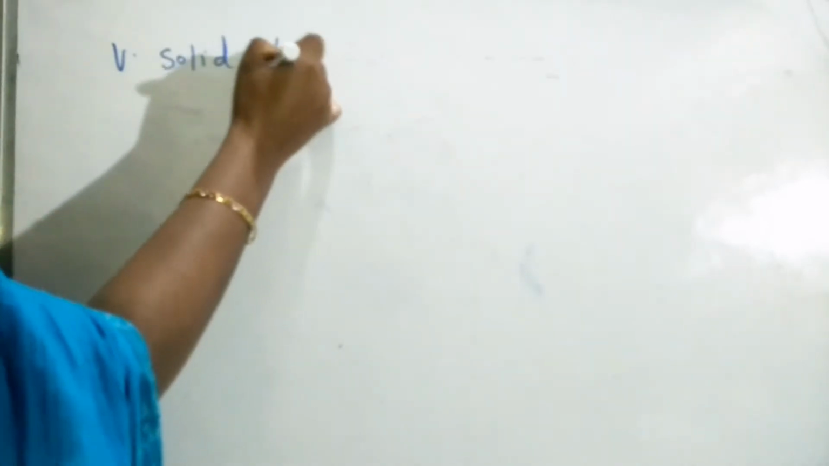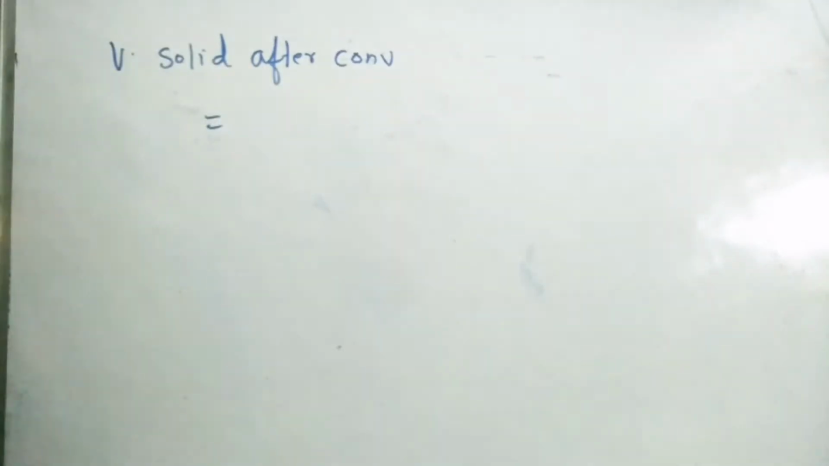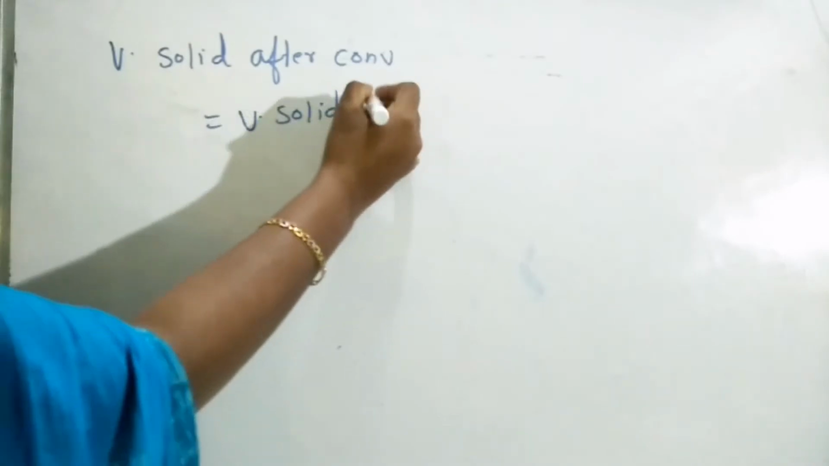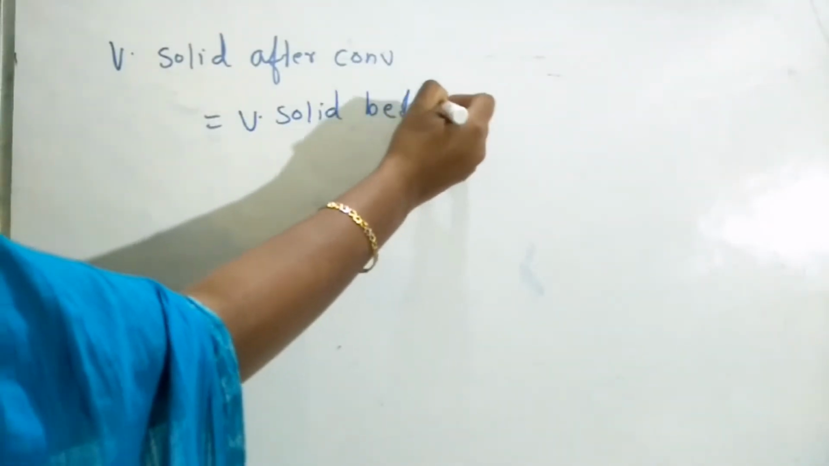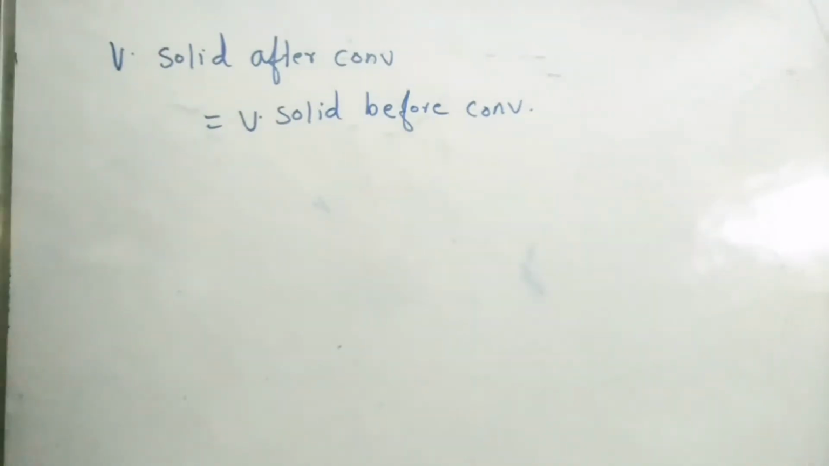Volume of the solid after conversion is equal to the volume of the solid before conversion. This concept we are using to do the problems in this section, that is, the volume of the solid after conversion and the volume of the solid before conversion are equal.